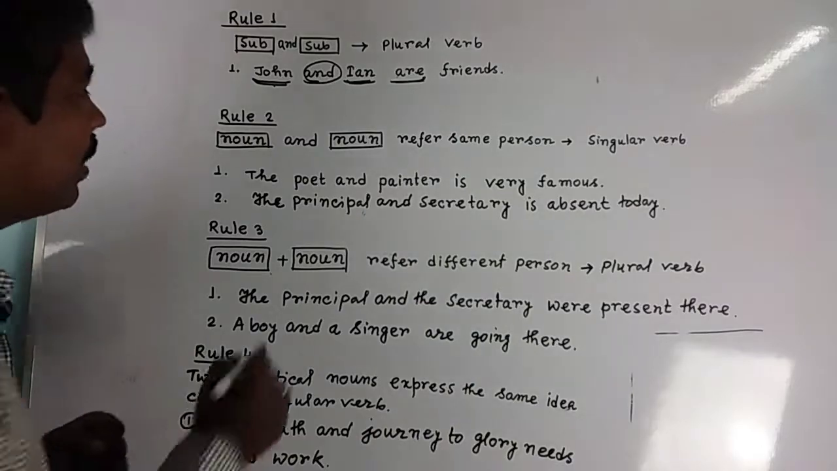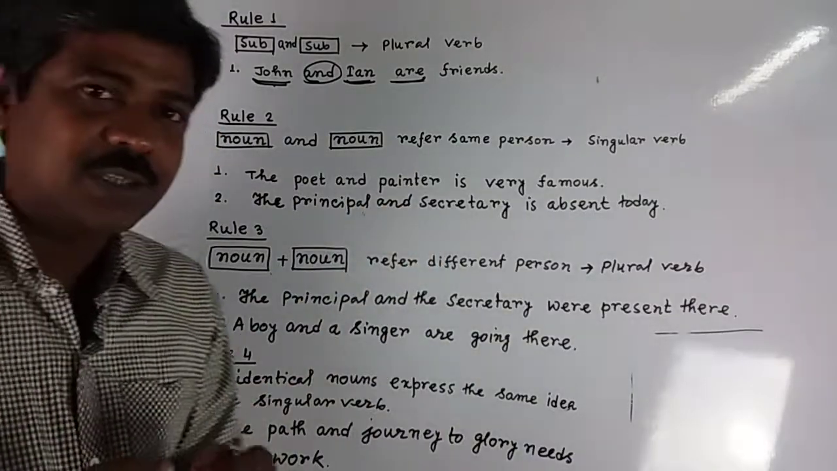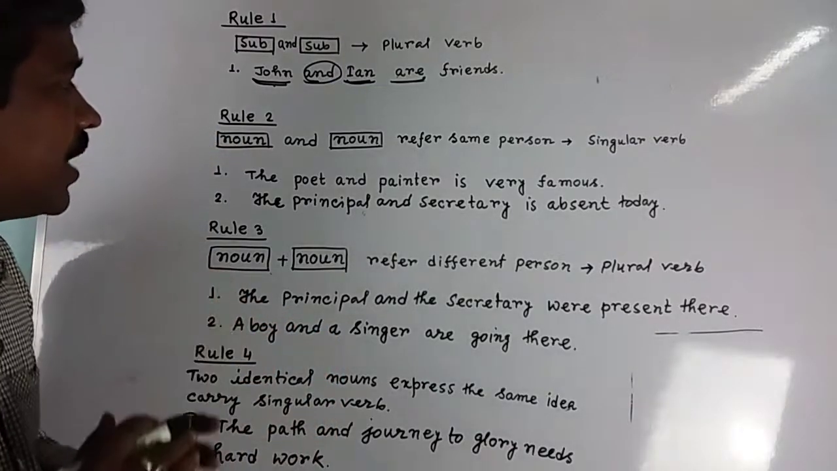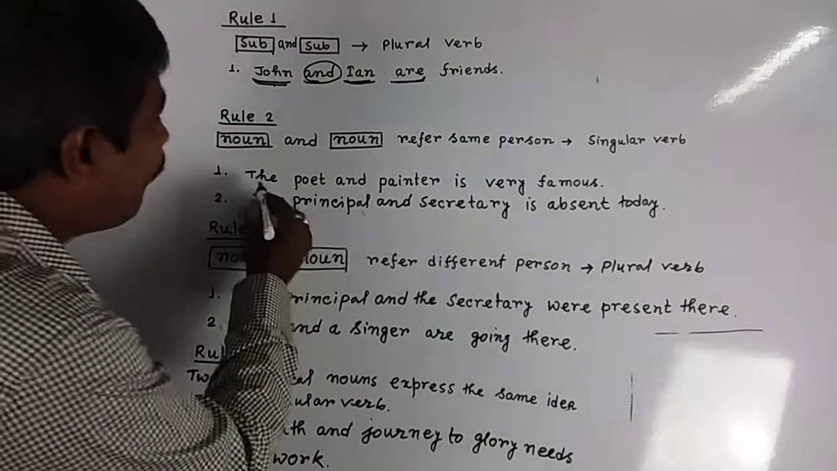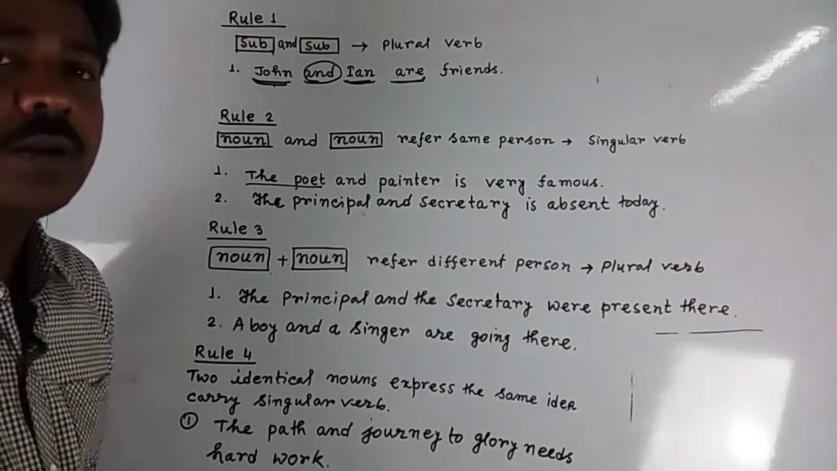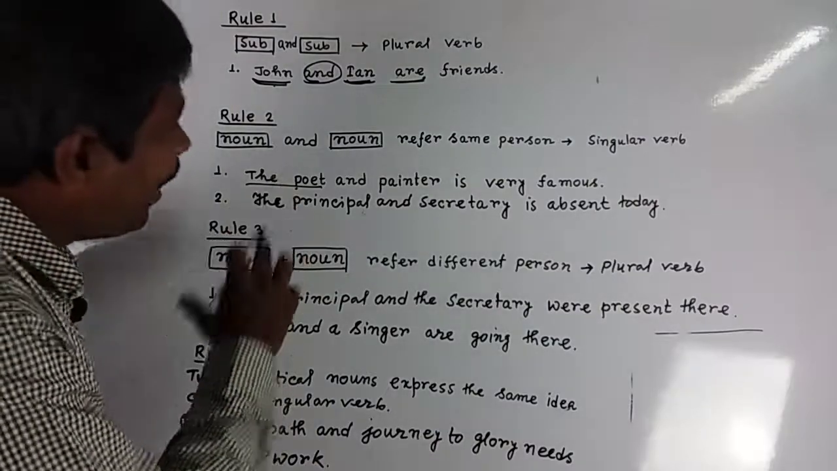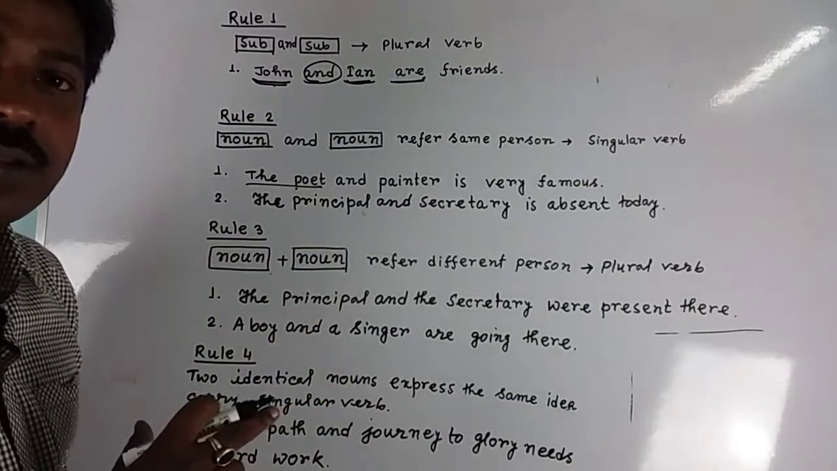Just look at the example. The poet and painter is very famous. Here in this sentence, my dear friends, the poet and painter, this is the same person. The poet is also the painter.